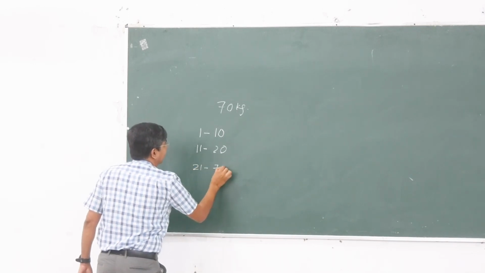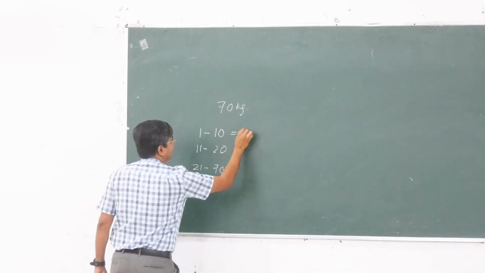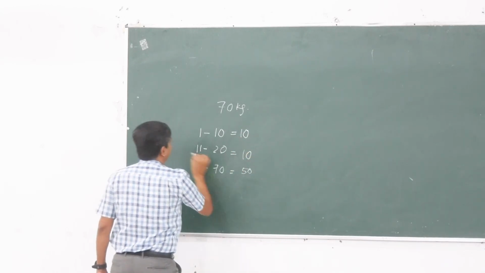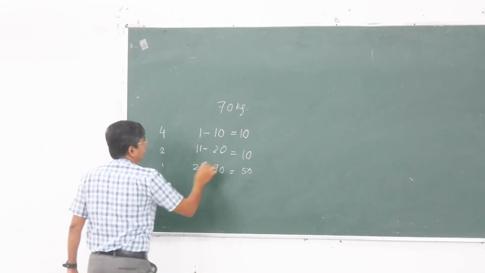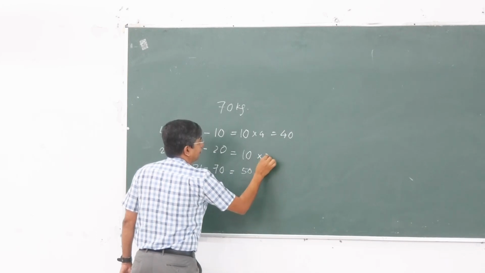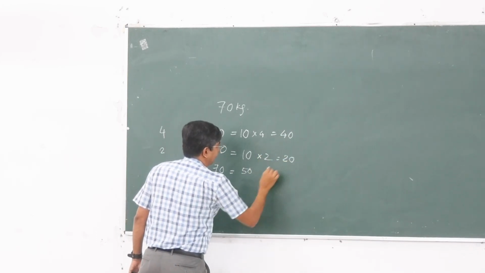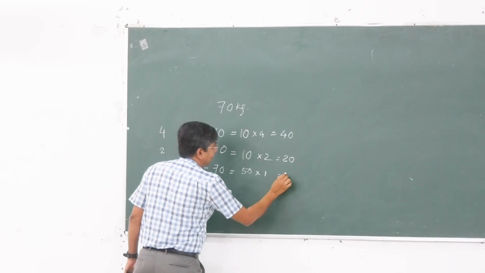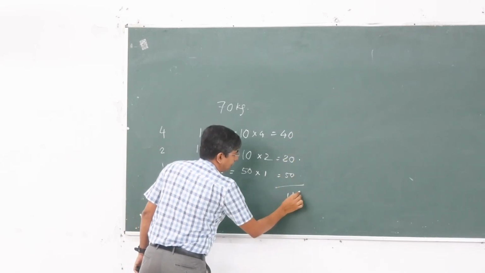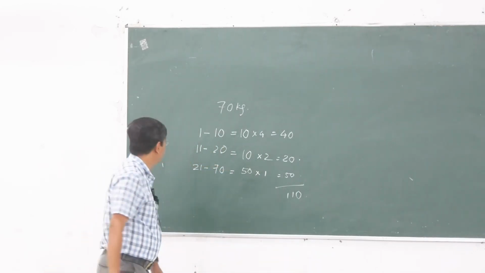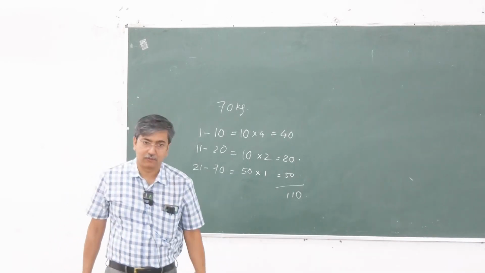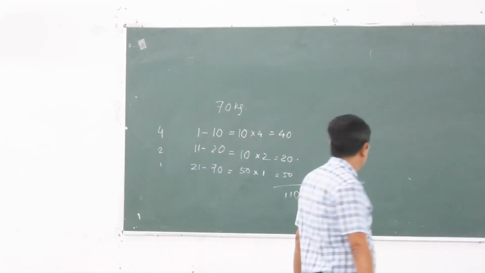21 to 70. So here it is 10 kgs, here 10 kgs, and here 50 kgs. What is the formula? 4 to 1: 10 into 4, 40, 10 into 2, 20, 50 into 1, 50. 40, 20, 50, what will it be? 4 to 1. So I always use this formula, 4 to 1, very easy, for maintenance fluid.